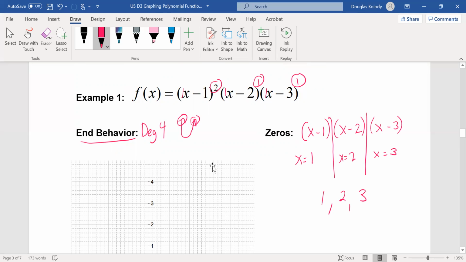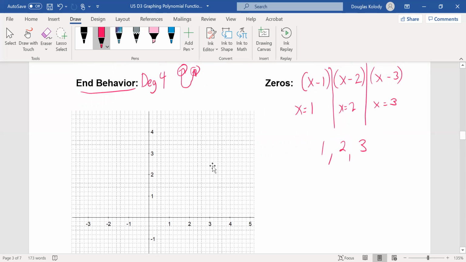So watch what I'm going to do. On my graph here, I'm going to put points on the x-axis at 1, 2, and 3. Wherever the roots or the zeros are, that's where I put points on the x-axis. Next, I am going to apply the end behavior. I am going to draw an arrow that goes up to the left of the first root, or the first point on the x-axis, and draw an arrow that goes up to the right of the rightmost point right here. It starts going up and it ends going up.